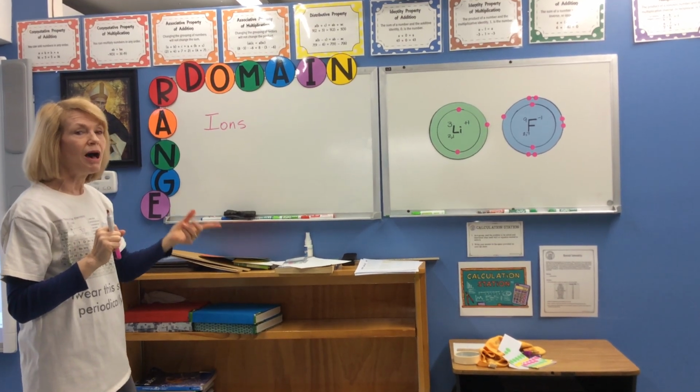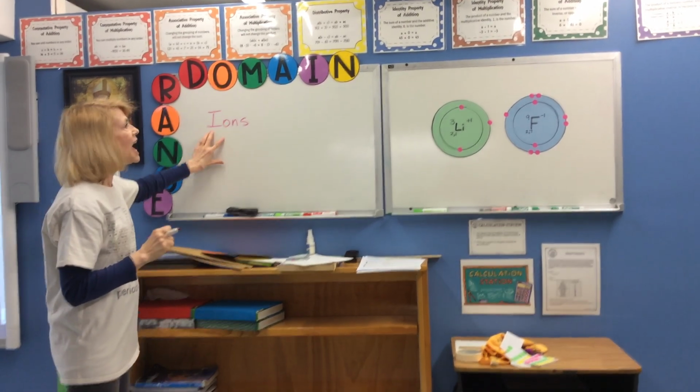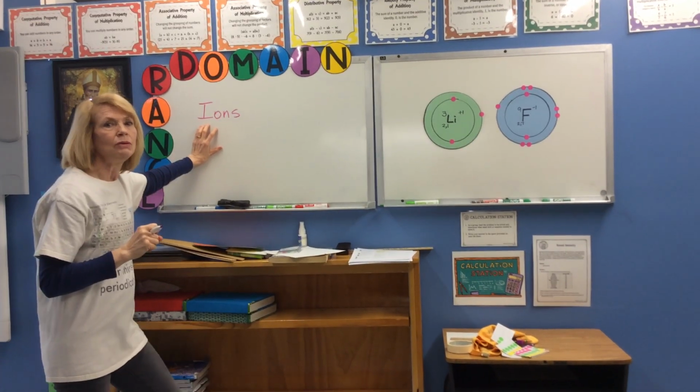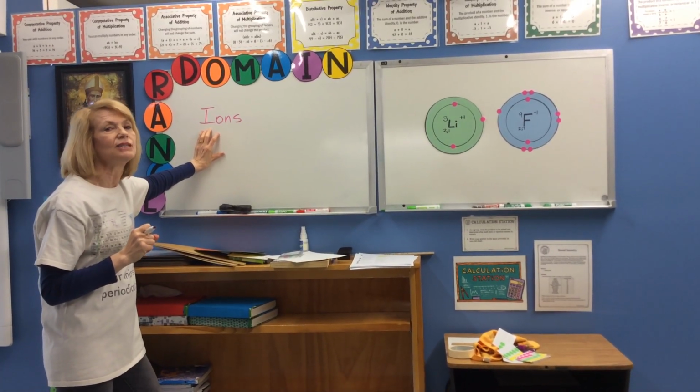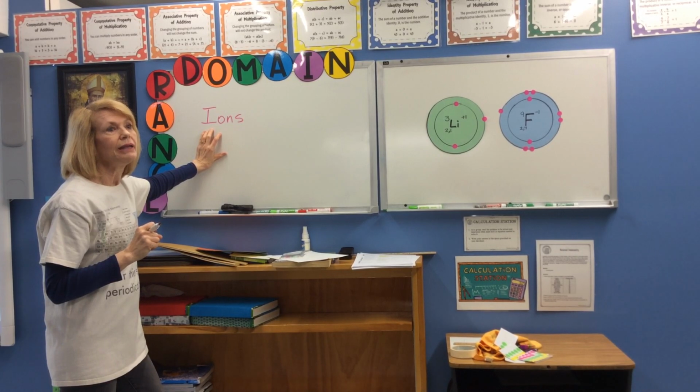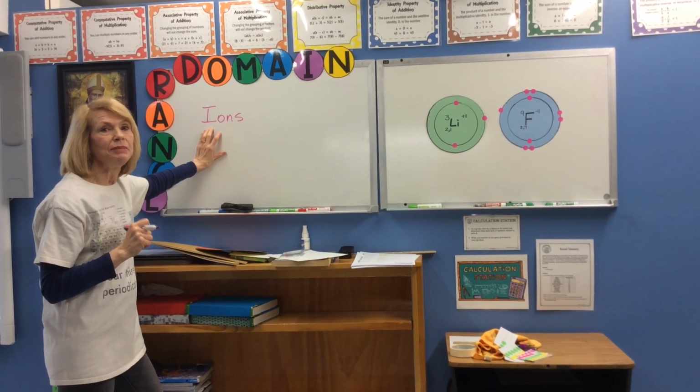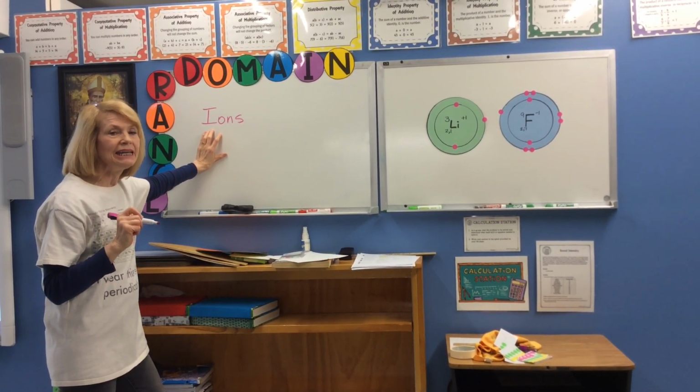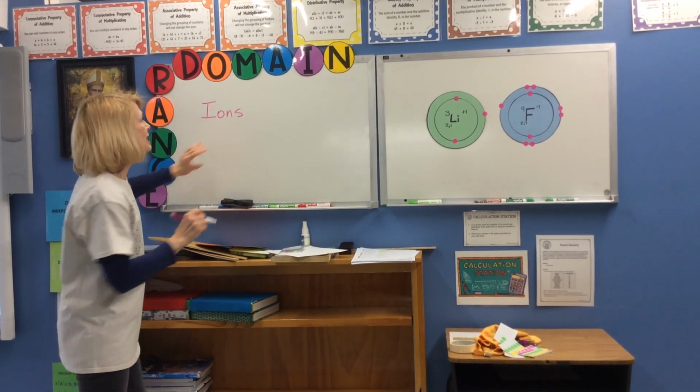Okay, today we're going to talk about ions. An ion is just an atom or a group of atoms that has a charge. And you might ask yourself, how does an atom get a charge? By gaining or losing electrons.